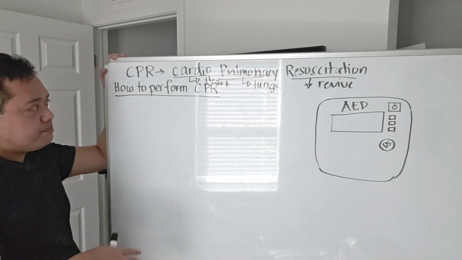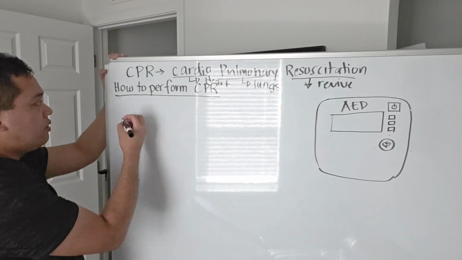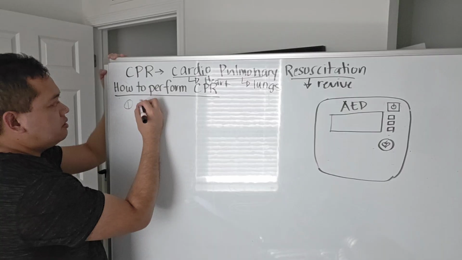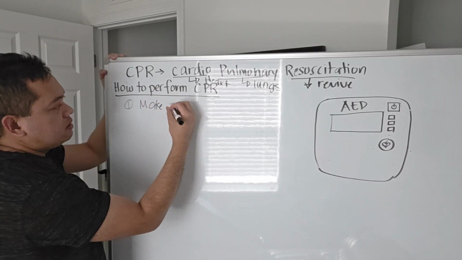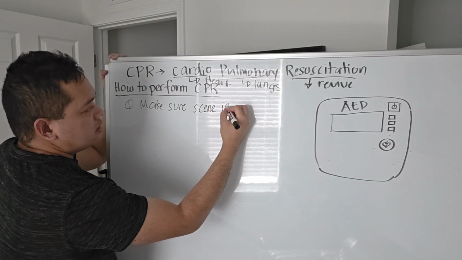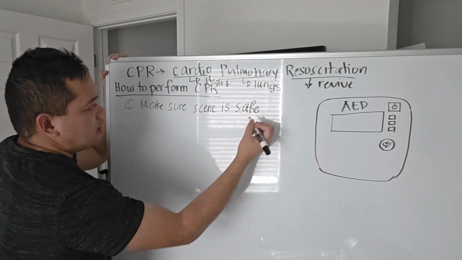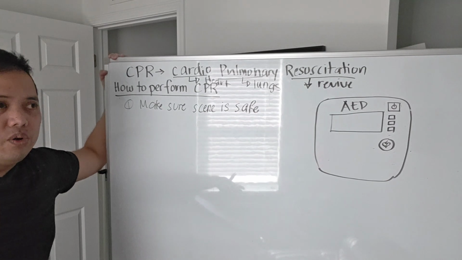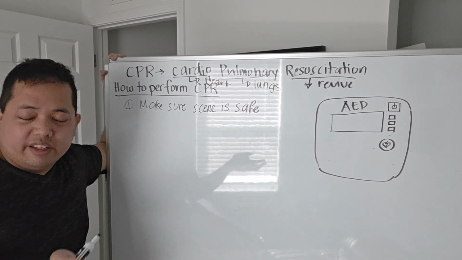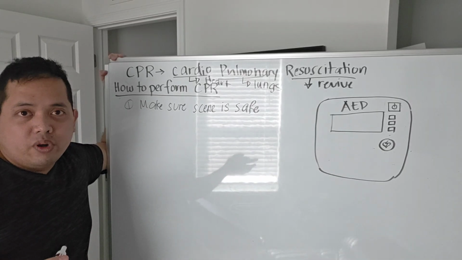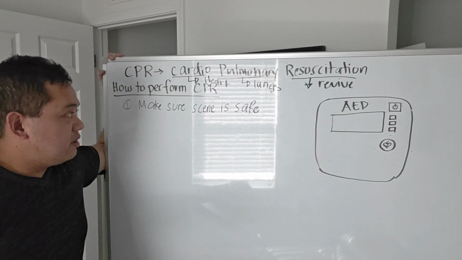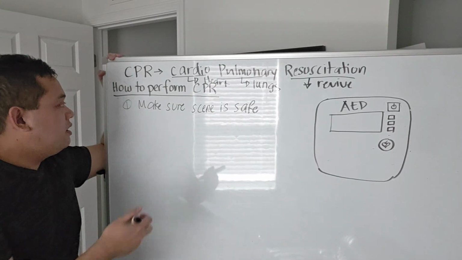So over here, how to perform CPR, right? First thing would be to make sure the scene is safe. So you're not going into an area where you can also be injured, and instead of you helping someone, it's going to be you and that person who are both casualties, right? So the first thing is make sure the scene is safe.